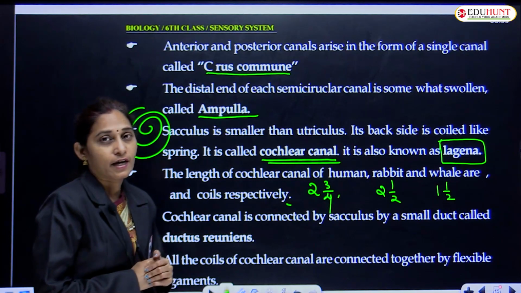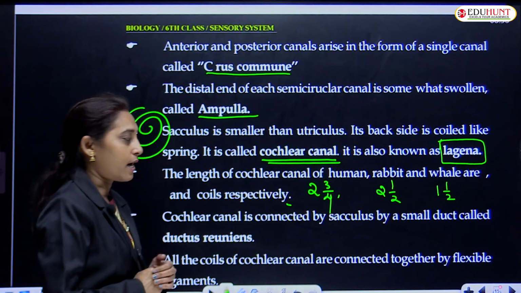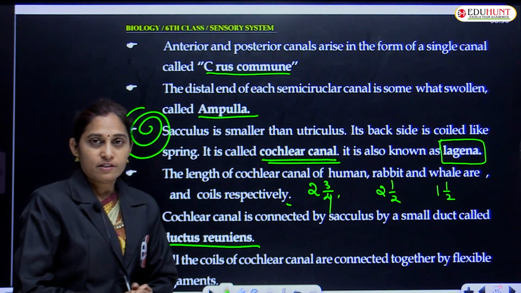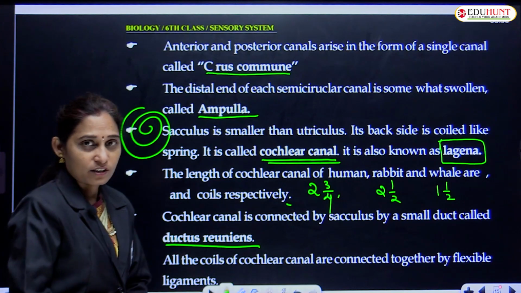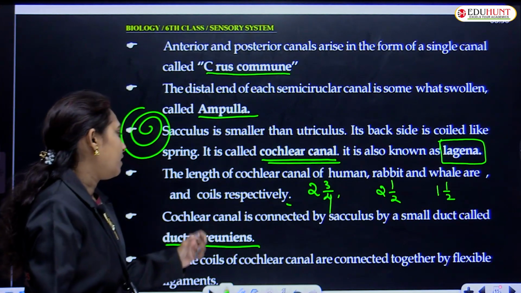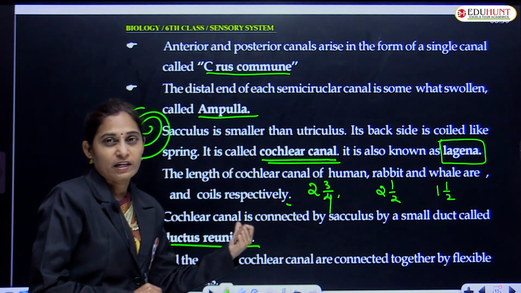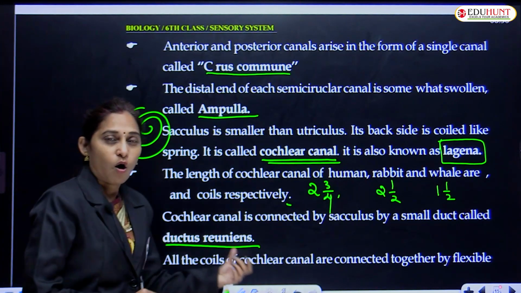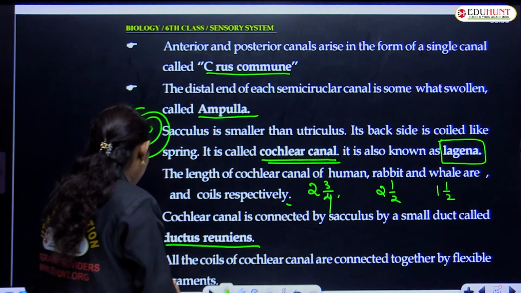The cochlear canal is connected to the sacculus by a small duct called the ductus reuniens. Ductus reuniens is a small duct or canal by which the cochlear canal joins the sacculus. All the coils of the cochlear canal are connected together by ligaments.